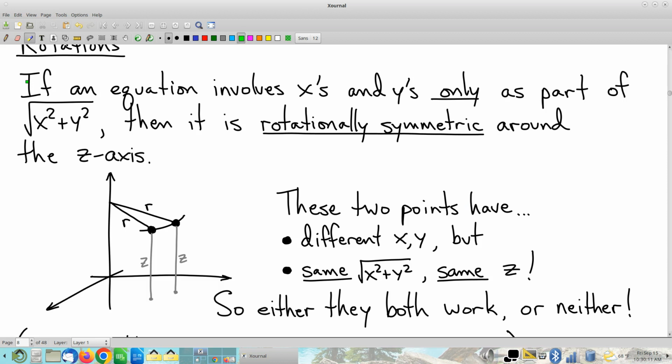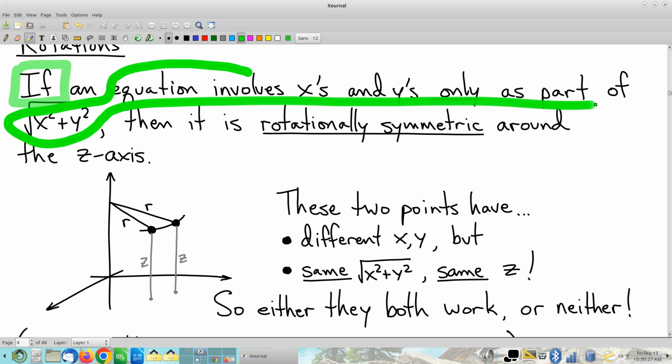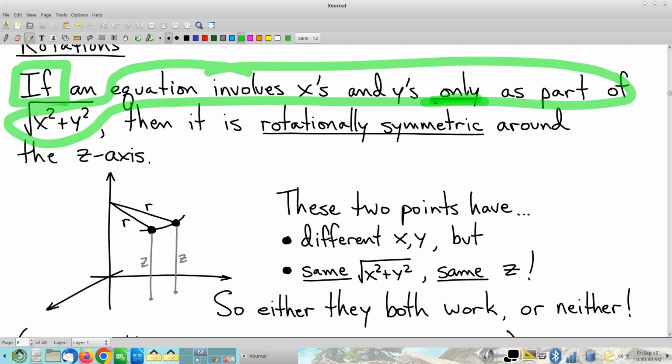If, and that's a big if, this scenario that I'm about to describe does not come up all that often, but it's more than you would think, but it's not to be assumed. If, big if, your equation involves x's and y's only as part of this expression right here. If x and y show up in the equation only as part of the square root of x squared plus y squared. No other x's, no other y's anywhere in the equation.